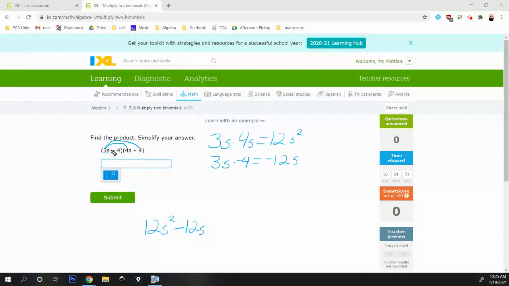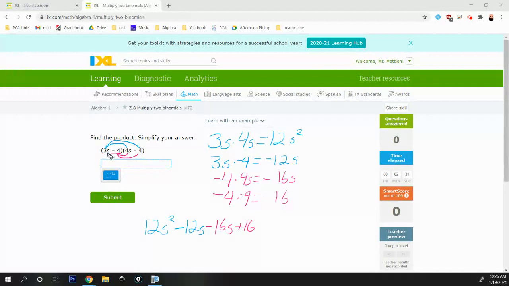We've multiplied 3s. That's our first term. So we're going to come back and grab our second term, which is a negative 4. Now we're going to multiply that negative 4 by the first term in the second set of parentheses. That's negative 4 times 4s. Negative 4 times 4 is negative 16, and there's only one s. So negative 16s. And then we're going to take the second term and multiply it by the last term over here. So negative 4 times negative 4, well, that makes a positive 16. So since it was positive, we're going to put plus 16. All right, here's my equation.